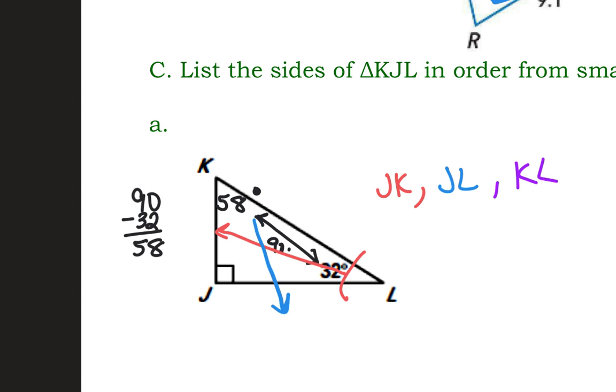Why else should K to L be the longest side? Because it's across the 90. What's this called on the right triangle? The hypotenuse, thank you. The hypotenuse. The hypotenuse is always the longest, always, on a right triangle.